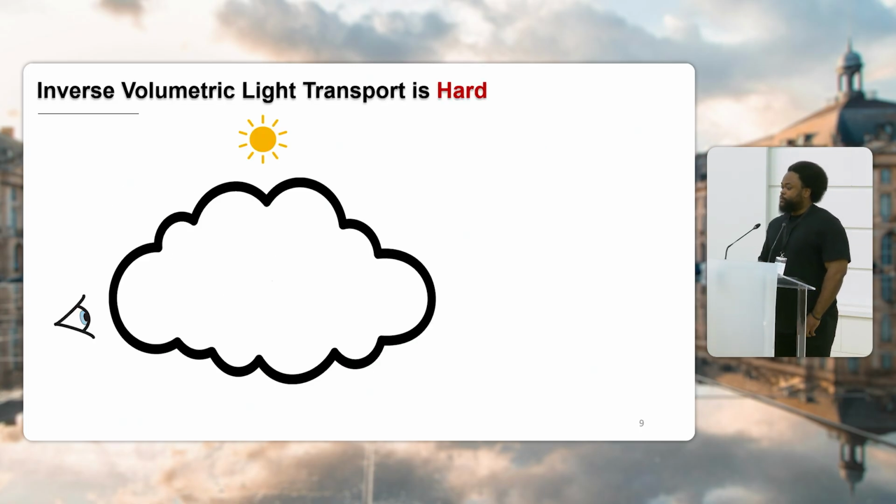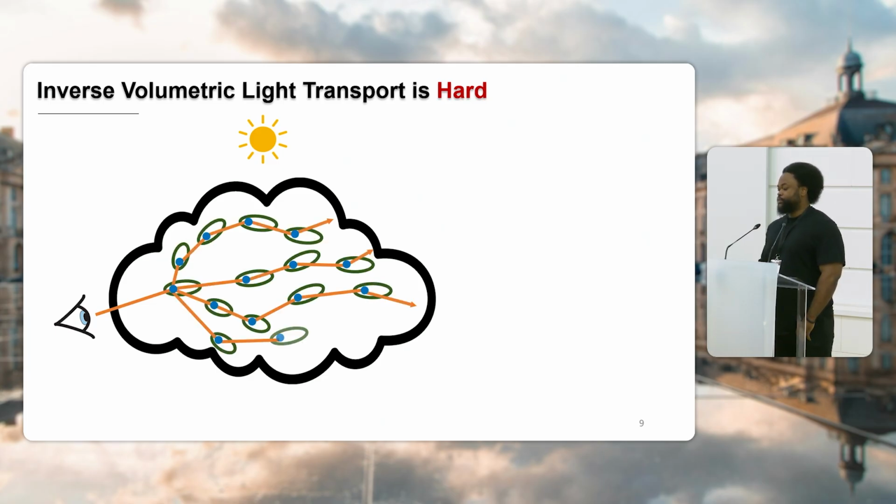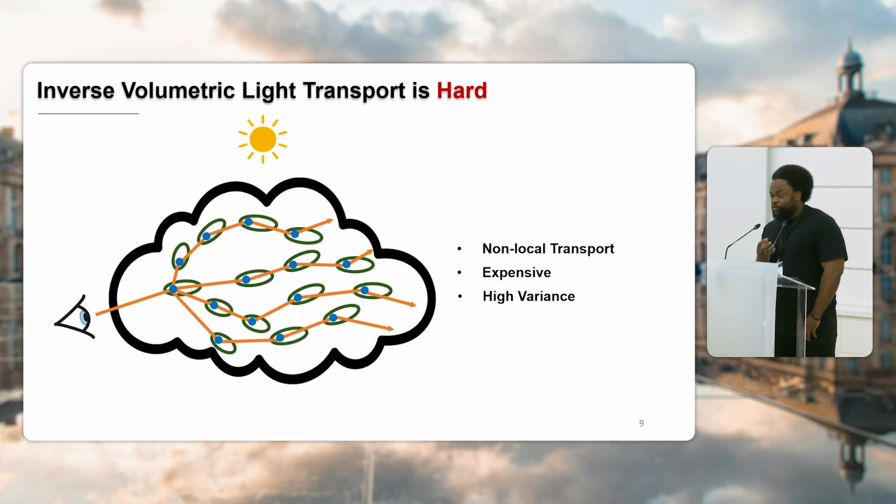Now, as we probably all know, inverting the volumetric rendering equation is very hard. And one of the reasons this is so hard is because the light arriving at a viewer is the result of a very complex aggregation within this space, a process which is highly non-local, can be expensive to perform, and when performing the inverse problem can result in high variance in the gradients.